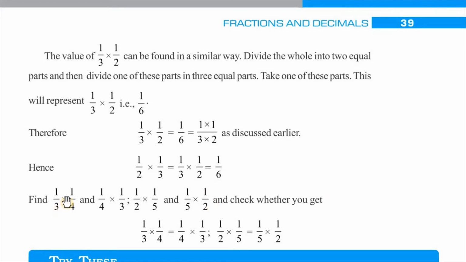Similarly, when we are finding out these, we can do 1 by 3 into 1 by 4, which should be equal to 1 by 4 into 1 by 3. How much is this equal to? This is nothing but 1 into 1 by 3 into 4, which is equal to 1 by 12. What about this one? 1 by 2 into 1 by 5? This is nothing but 1 by 10. So this is fairly easy. Just multiply the numerators, multiply the denominators and keep them as the new numerator and denominator respectively.